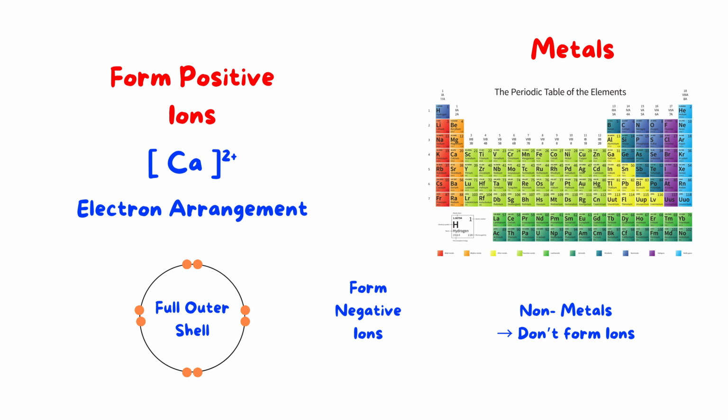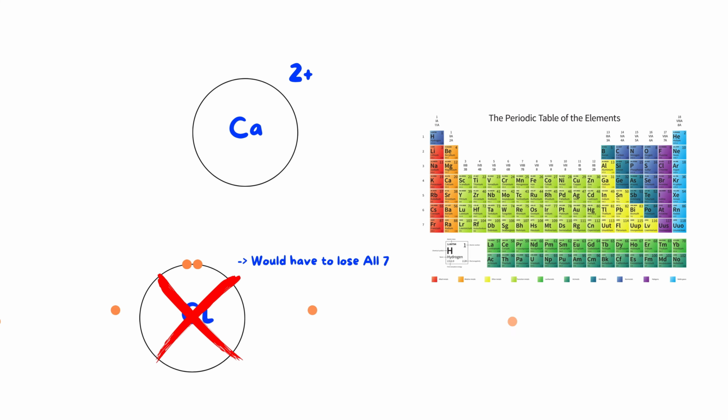Elements positioned on the left side of the periodic table usually have only a few electrons in their outermost shell. For example, calcium, which is found in group 2, has just 2 electrons in its outer shell, making it relatively easy to lose those electrons and form a stable positive ion. On the other hand, chlorine has 7 electrons in its outermost shell, so for it to become a positive ion, it would need to lose all 7, which would require an immense amount of energy, something that simply doesn't happen in nature.